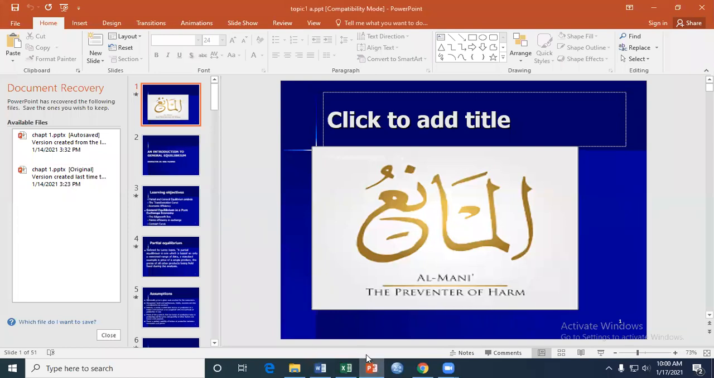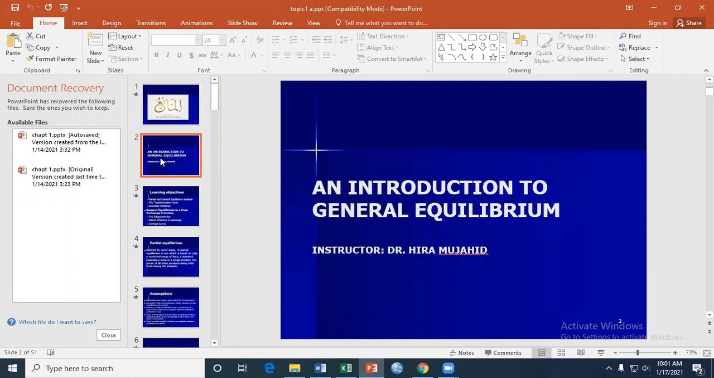Now moving toward our chapter, we will start with the name of Allah, Al-Mani, the Preventer of all harms. May Allah protect us from all the harmful things around us. And, introduction to general equilibrium.